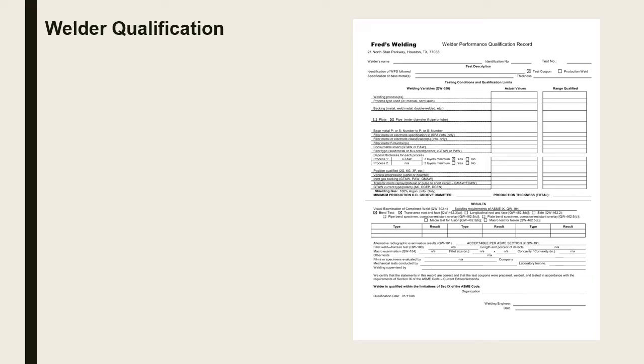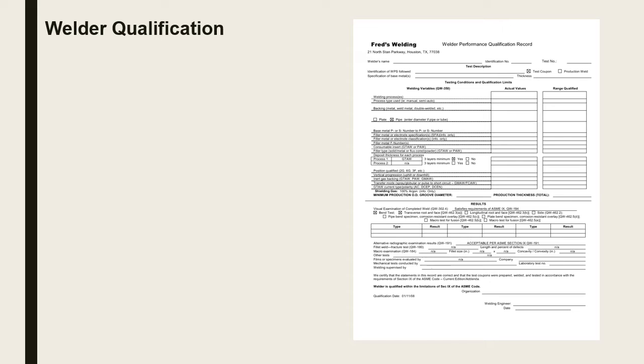And then there's also the organization, Fred's Welding, and then the welding engineer and the date. Or it doesn't have to be a welding engineer. Who's the responsible party? Fred's just had a welding engineer, so that's why they've got that written in that spot on the form. But you can see this is the documentation used to keep track of welder qualification.